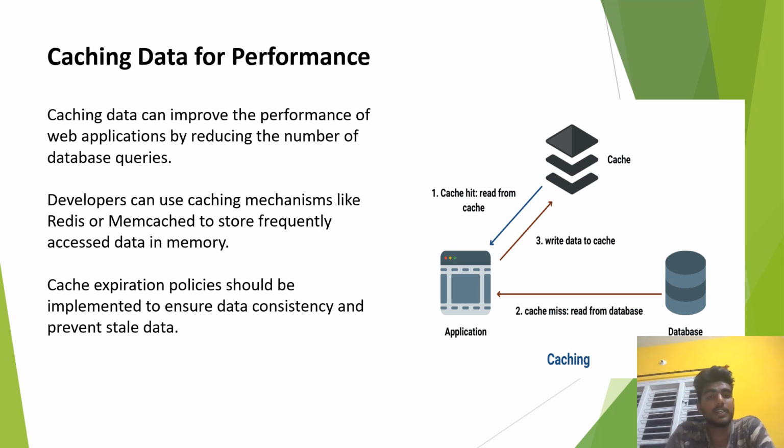Caching data for performance. Caching data can improve the performance of the web applications by reducing the number of database queries. Developers can use caching mechanisms like Redis or Memcached to store frequently accessed data in memory. Cache expiration policy should be implemented to ensure data consistency and prevent stale data.